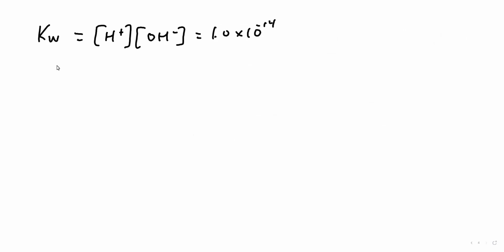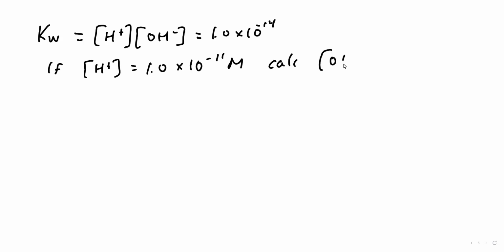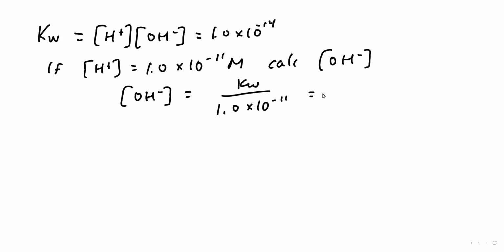So as an example, if H plus is 1.0 times 10 to the minus 11th molar, calculate the OH minus concentration. You can do this on your calculators, or you should be able to do it in your heads, but you'll find that OH minus is simply going to be the value for Kw, 1 times 10 to the minus 14th, divided by 1.0 times 10 to the minus 11th, and we end up getting 1.0 times 10 to the minus 3rd for our hydroxide concentration. And we can do a similar thing to calculate H plus if we knew OH minus.